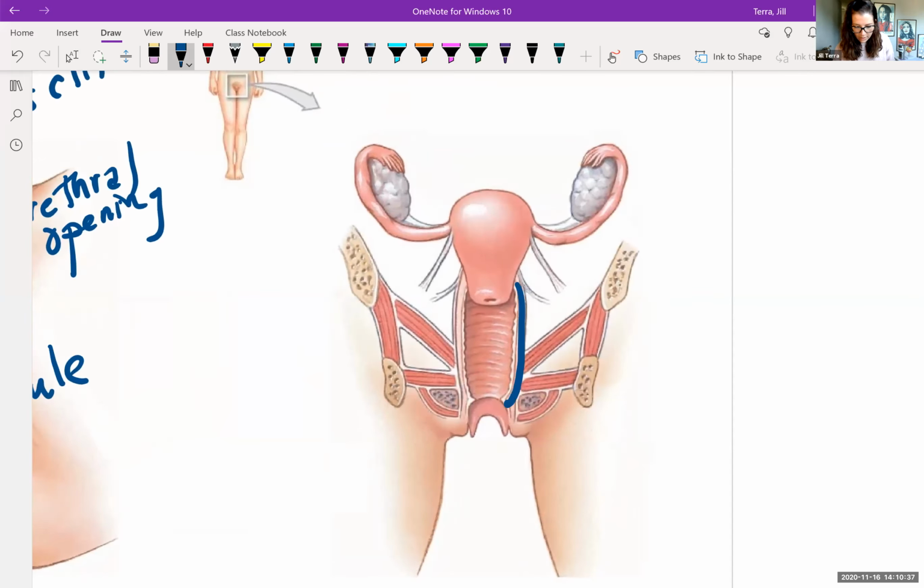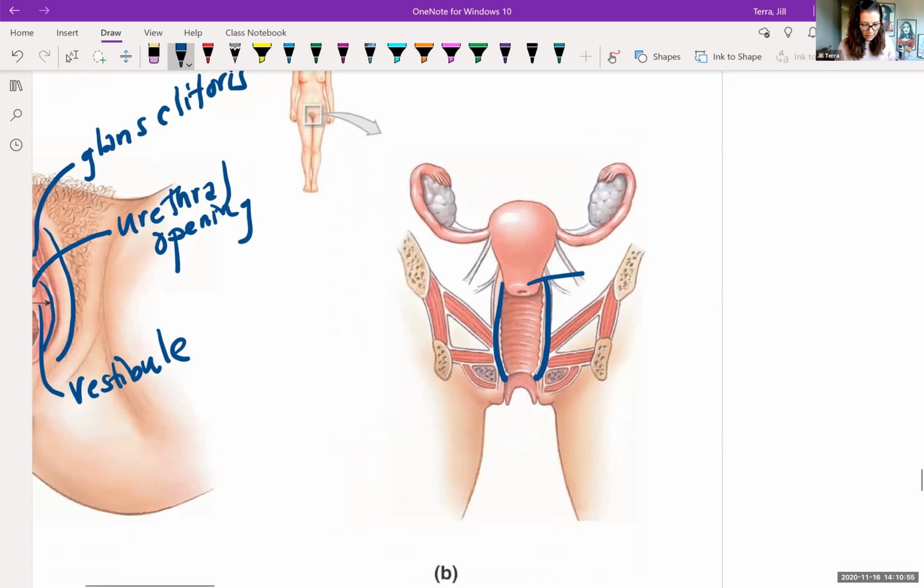See how it has circular folds and it's a muscular tube. And then we see that the cervix kind of protrudes down and creates this little lip that you can literally put your finger behind, and that's the fornix. Okay, and then we see all these pelvic floor muscles associated with it as well.